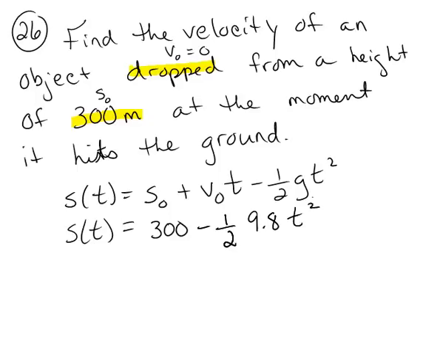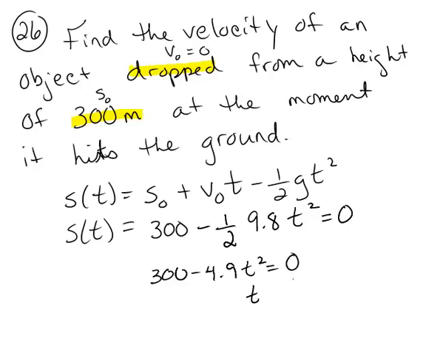All right. Now, we want to know the velocity at the moment it hits the ground, so we need to figure out when it hits the ground. The position, or the height of the object, will equal 0 when it hits the ground. So let's clean this up. This is going to be 300 minus 4.9 t squared equals 0.